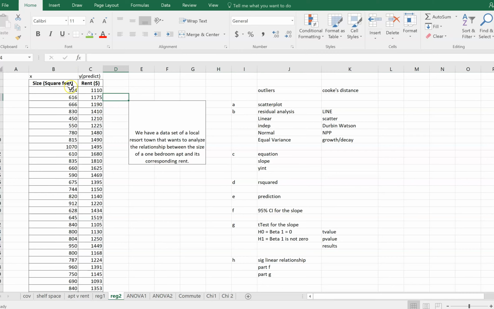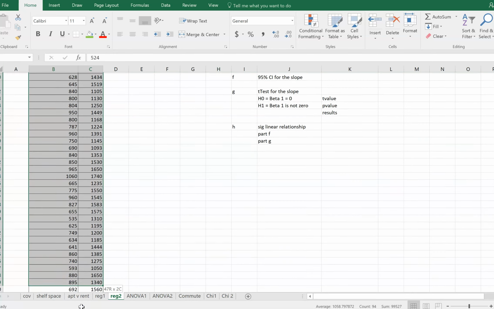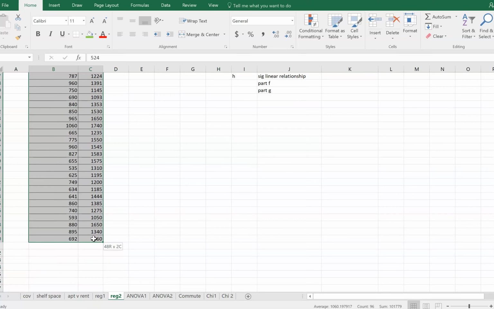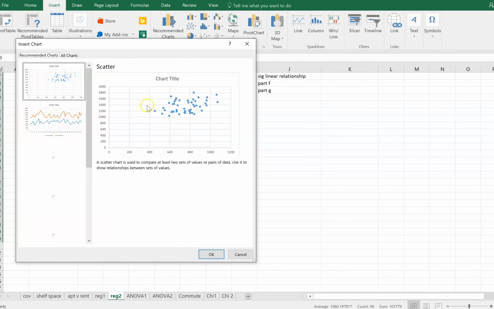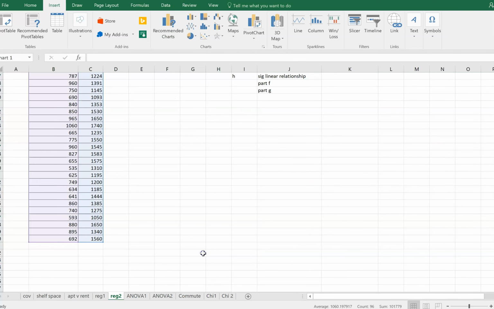Got it. So what do we do when we have two variables and we want to predict one? One nice option is called regression analysis. So let's get right into it. We scan in the values, insert, recommended. Hopefully the scatter comes up. Nice. If scatter doesn't come up, go to all charts, pick scatter.